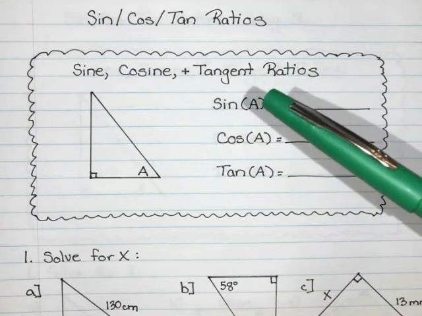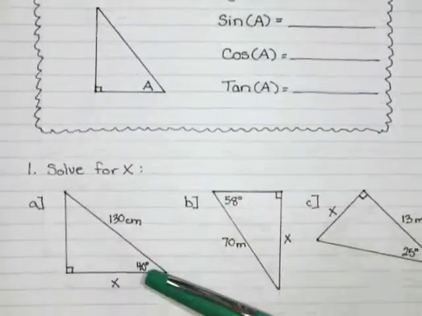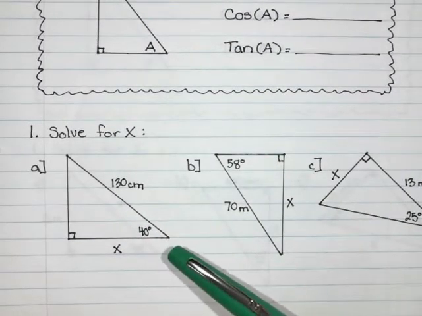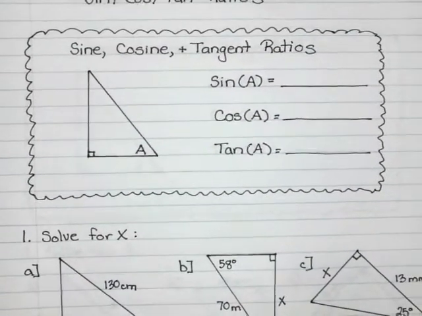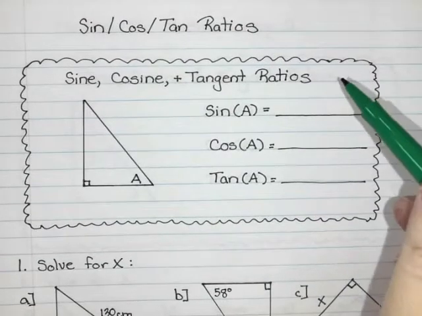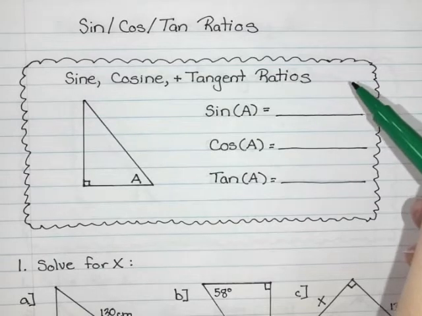So if you don't have that information and instead they give you one of the angles, like these questions down here, we can't use Pythagorean theorem anymore. So what we can use instead are the sine, cosine, and tangent ratios. Now you should have learned about these in grade 10, but there's a good chance that you might not remember, so that's why we're going over it.